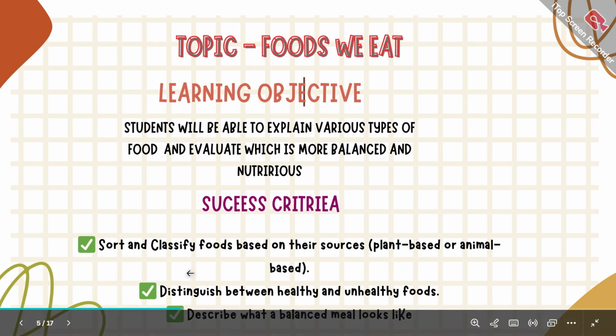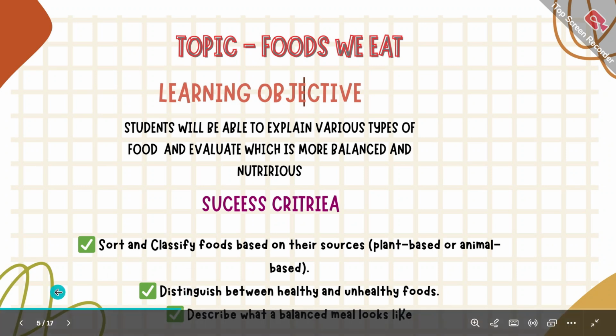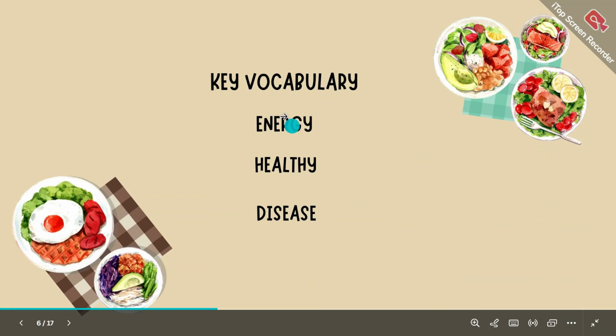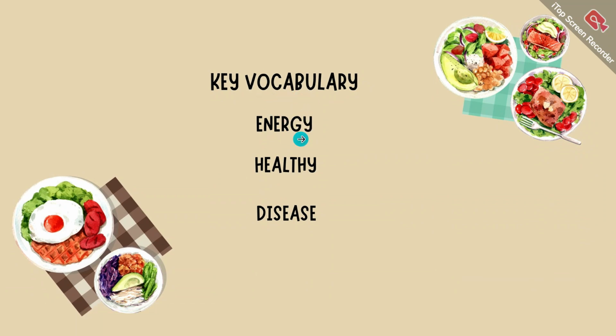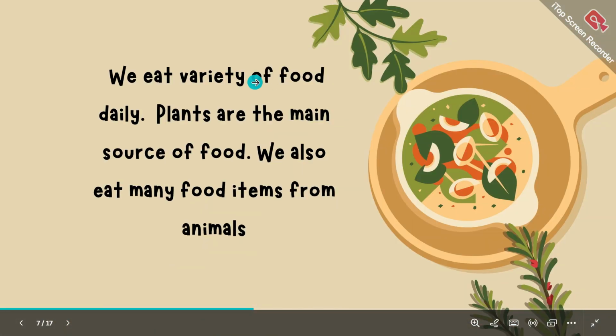What is unhealthy food? And what is a balanced meal? And we can sort and classify foods based on their source, that is whether it is coming from plant-based or animal-based. Now see, what is the key vocabulary from this? We can understand that it is energy. What is energy? What is healthy food? What are diseases?